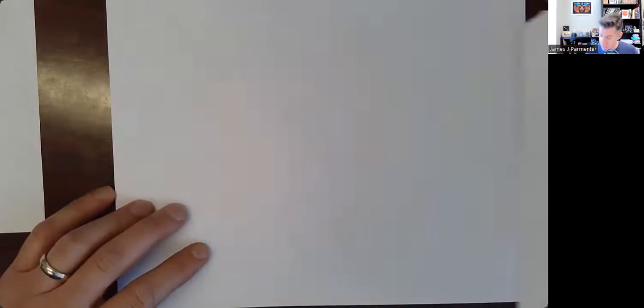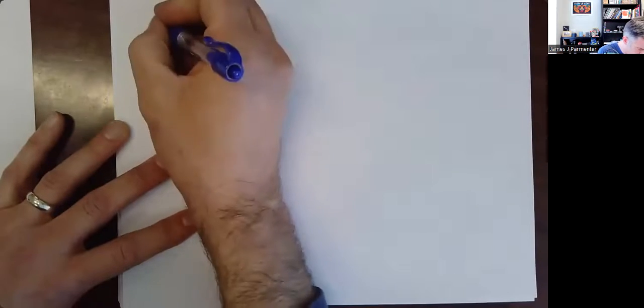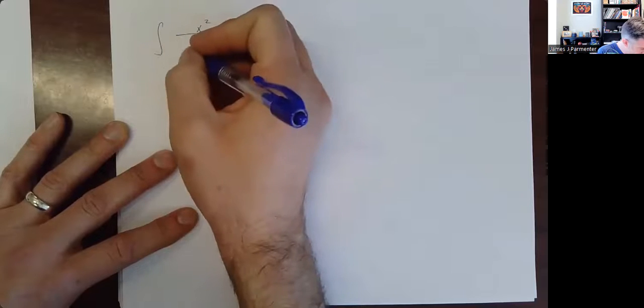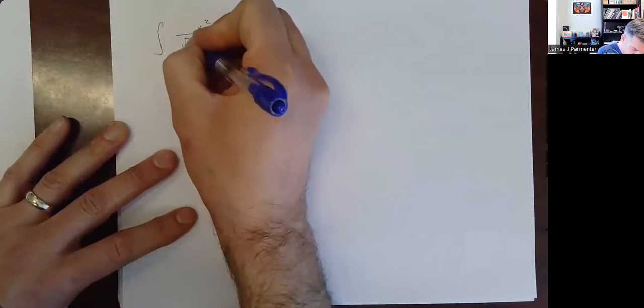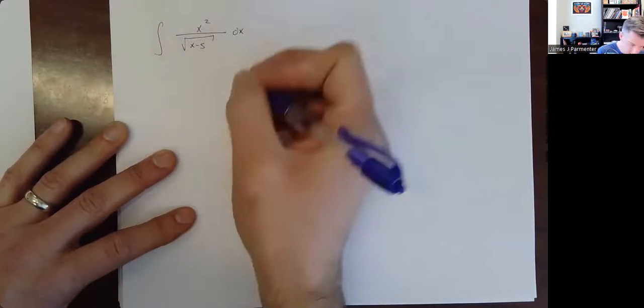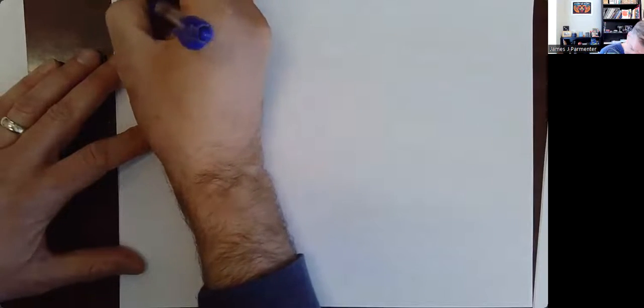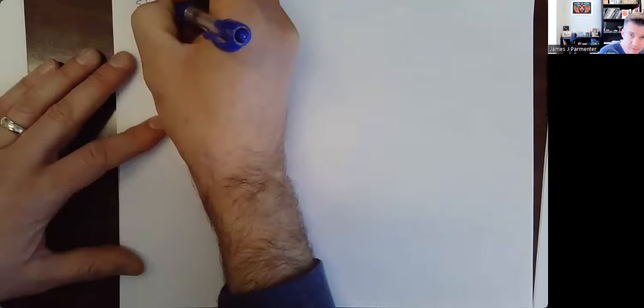I'm going to do a couple other examples. So let's say I've got the integral of, let's do this one first, x squared over square root of x minus 5 dx. Oh, I should label this. So this is part 5 of the tricks, and this is algebraic substitution.